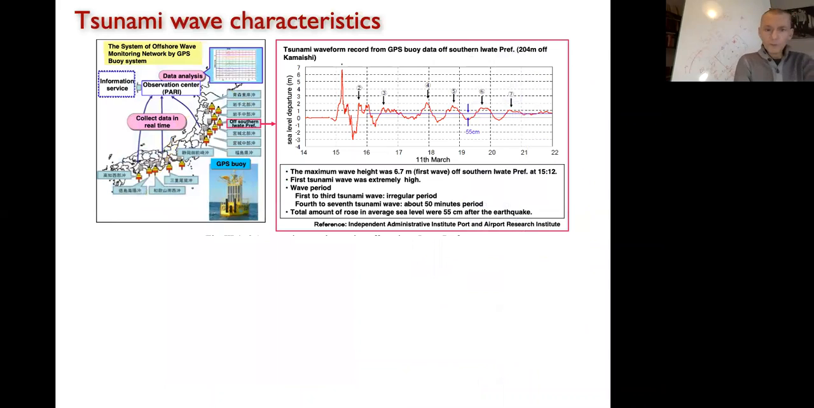And for example, you can see here this GPS buoy. This is one of the systems that was collecting data during the Tohoku event. And this is what has been recorded in Kamaishi, and this is very impressive. Look at the very long period here. These are hours, I'm sorry, days. So it's a very long period.